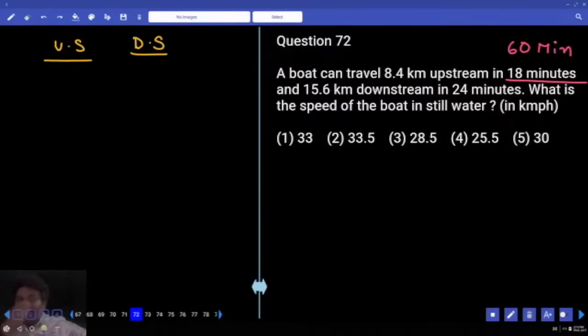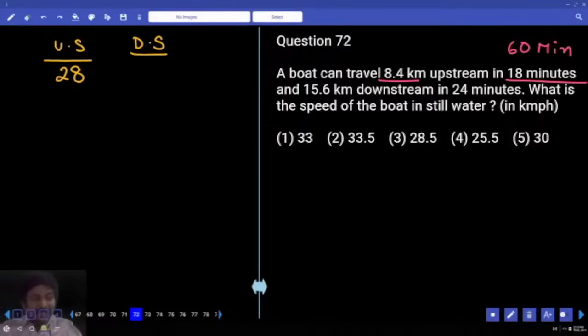How do you get 60? Using 18 divided by 3, 6 into 10, that is 60. Then 8.4 divided by 3 is 2.8, into 10, so 28 kilometers covered in 60 minutes. So the speed is 28 kilometers per hour.